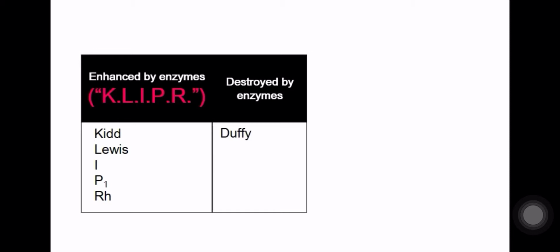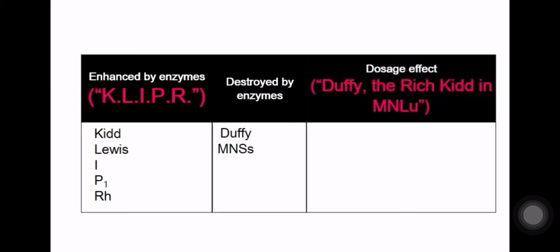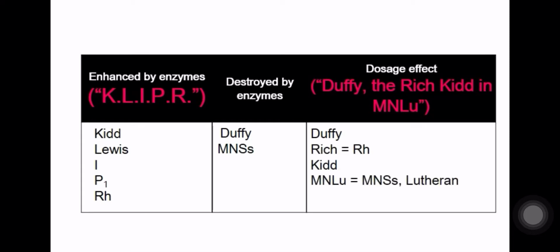Those destroyed by enzymes include Duffy and M and S. And for those showing dosage effect, just remember the mnemonic: Duffy the rich kid in Manila. So we have Duffy, Rh, Kidd, M and S, and Lutheran.